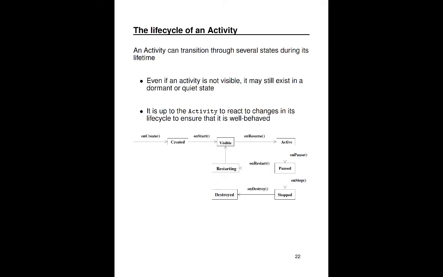So again, an activity can transition through several states over the course of its lifetime. This diagram depicts the states that an activity can go through, and with each state transition, there is that callback method that begins with the name of "on" that is invoked to allow the activity to respond to that state transition. One thing that's important to note, that even if an activity is not visible, the activity can still exist. It might be in a dormant state or a quiet state and needs to be woken up again before it can interact with the user. And to reiterate, it's important that you understand this life cycle of an activity so that your activities can react to changes in their life cycle and ensure that they are well behaved.